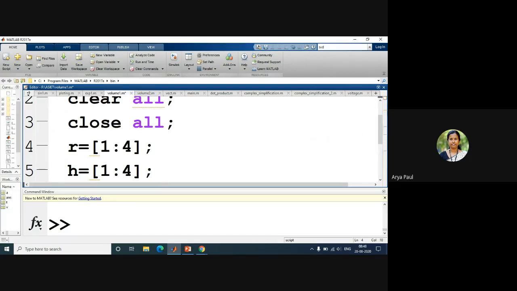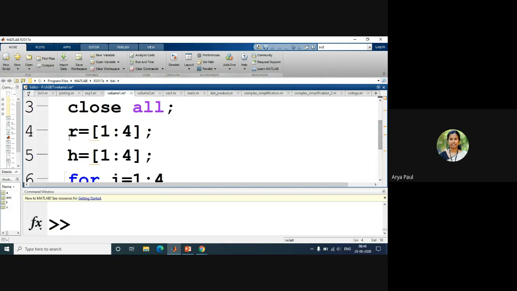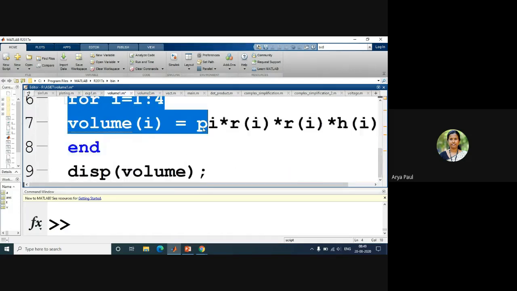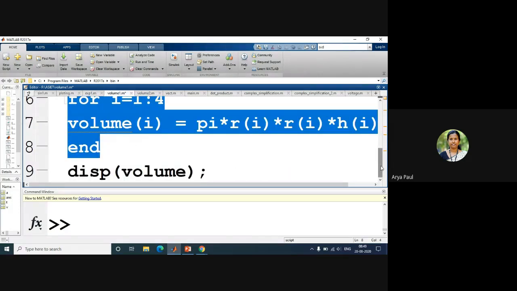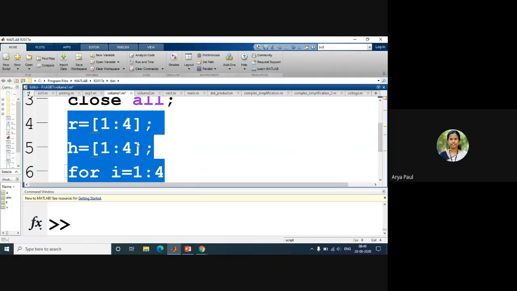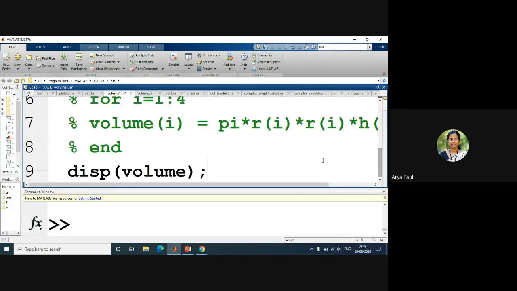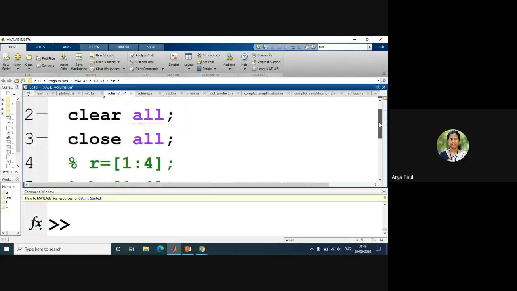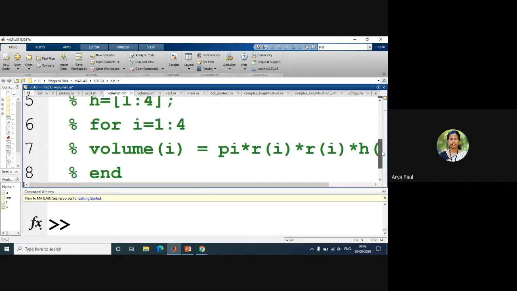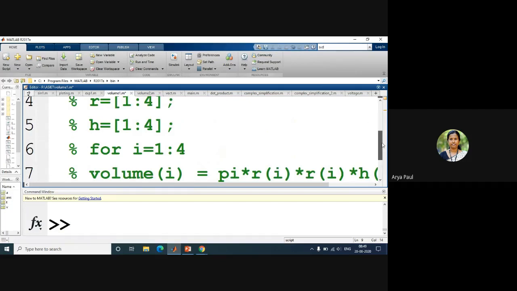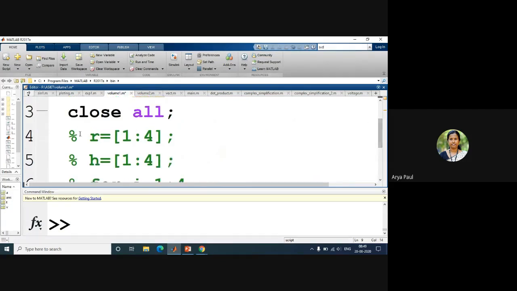If you want to comment a group of lines, just select those lines and right click. There is an option called comment. Press comment, and all those lines will be commented, and you can see them in green color. So that is the comment concept.